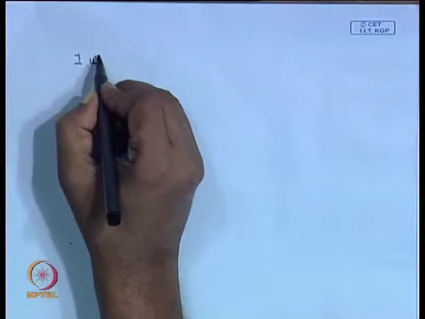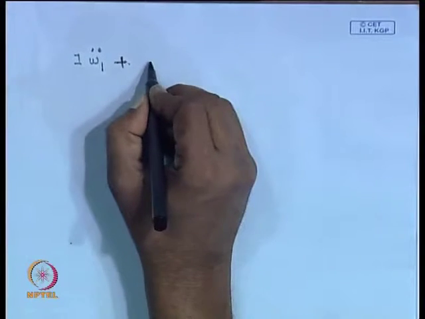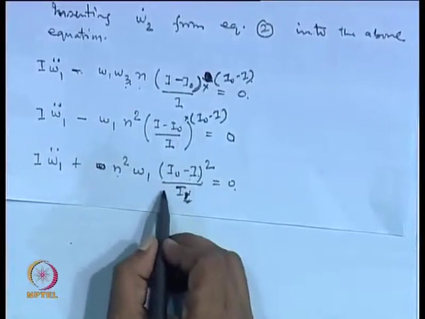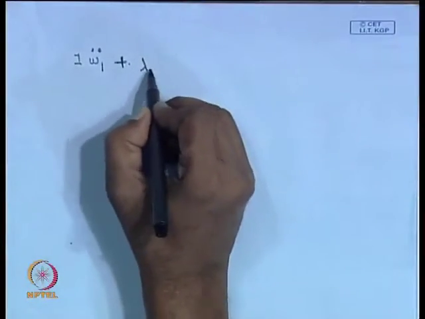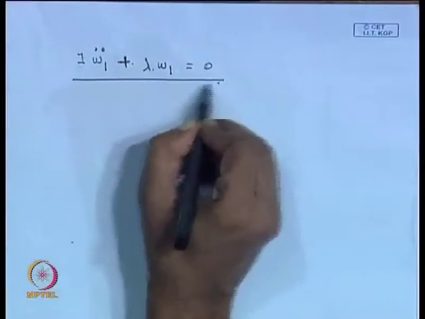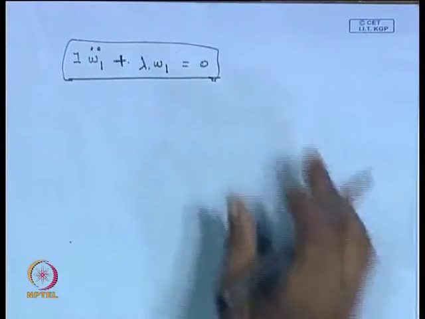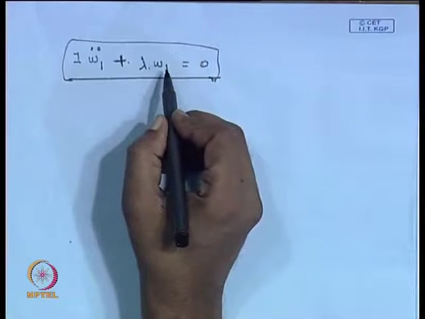Okay, so what we have done is we have got this equation: I times omega 1 double dot plus, we can write here the term n square times this quantity which is present here as lambda. Say we are putting lambda for this. So, lambda times omega 1, or let us make this as lambda square.